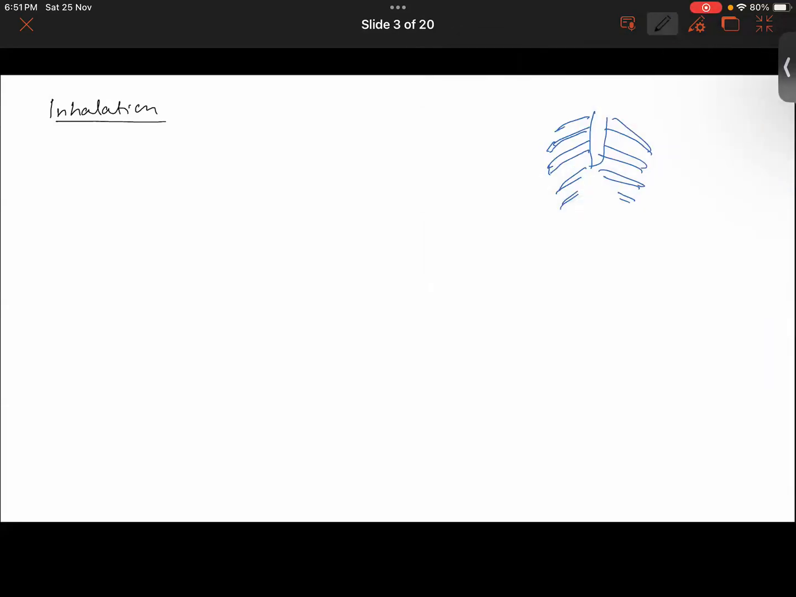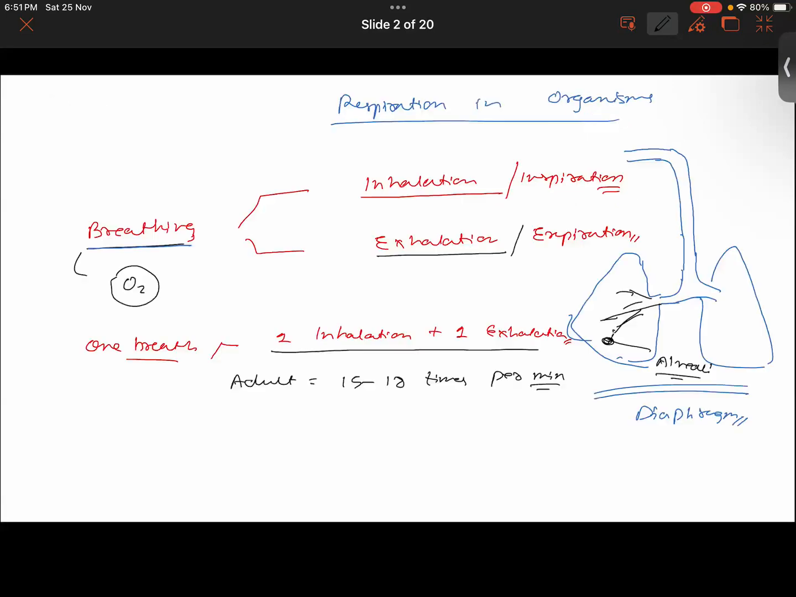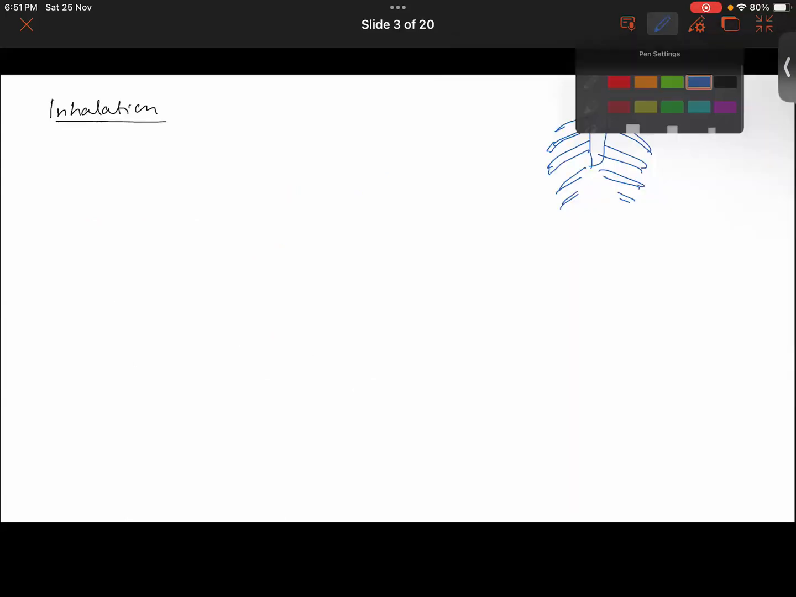Oxygen-rich air, but it's not like we can really decide that I will be taking oxygen-rich air. Okay, now. So we simply say that inhalation is the process of taking in air. So while we are doing this exercise, look basically how inhalation happens.